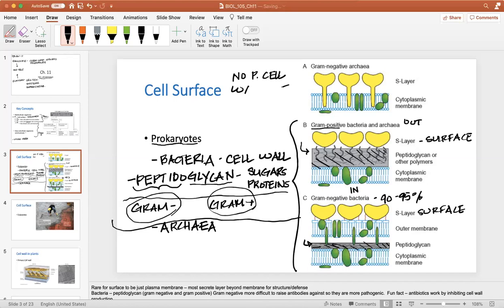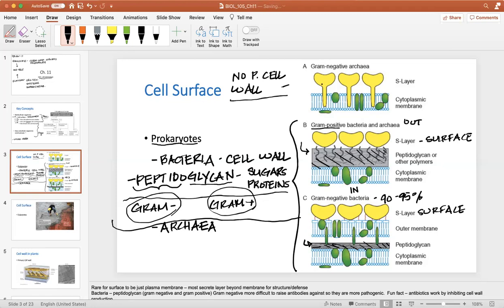And whereas with bacteria, we find that peptidoglycan cell walls are very widespread. They occur throughout the kingdom of eubacteria. That is not true for archaea. They don't really have any sort of characteristic cell wall that's associated with them.